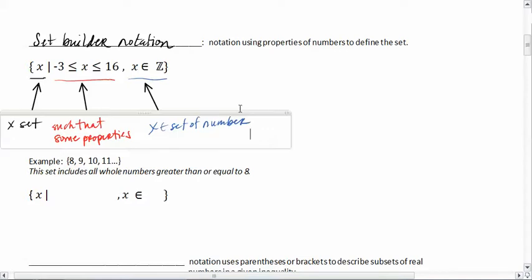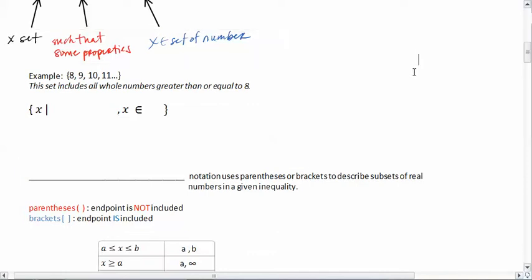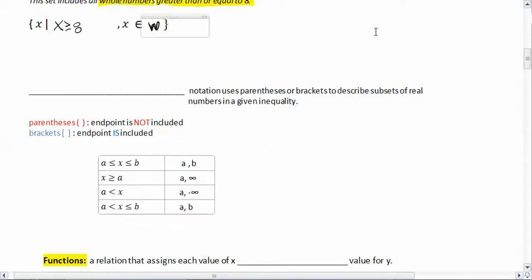Okay, let's look at an example. So if we're given the following 8, 9, 10, 11 ellipses, which means we're going to repeat that. This set therefore includes all whole numbers greater than or equal to 8. Okay, so let's try to write that in set-builder notation. We have x, the set of all x, such that x is greater than or equal to 8. Then x is an element of the set of whole numbers. That really fun W. Okay, let's move on.